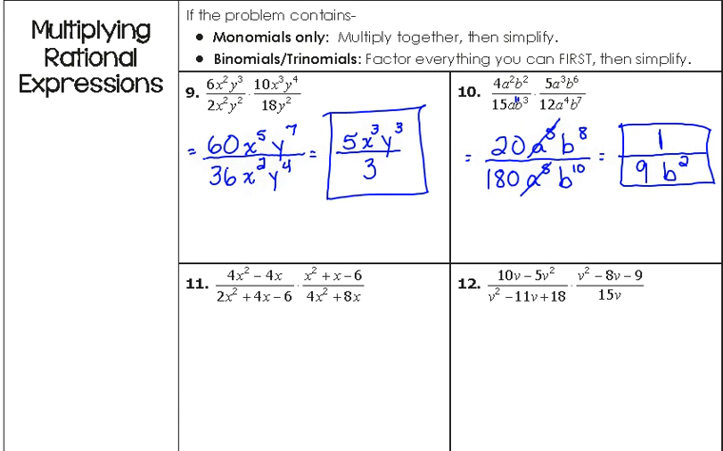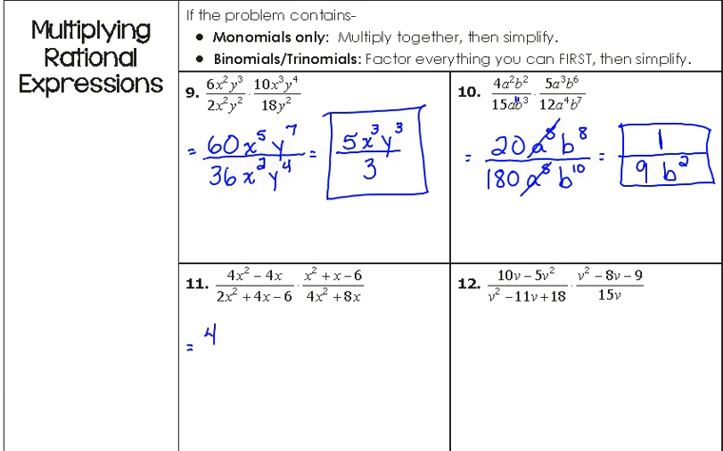Okay, so next scenario, when we have binomials and trinomials, or if we have a mixture of binomials and trinomials with monomials, then the same thing applies. We factor everything that we possibly can first, and then we're going to simplify. So how do we factor that first numerator there?